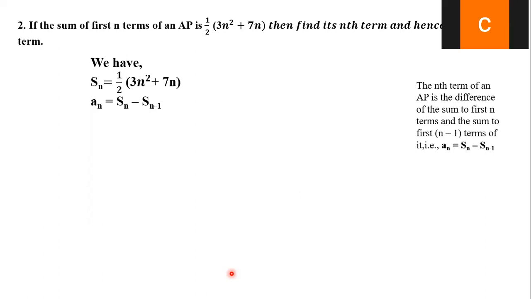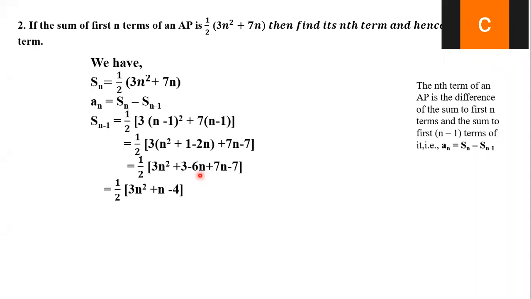You can check the Sn value, you just apply n minus 1 in the place of n and subtract both. You will be getting the an formula, that is a plus n minus 1 into d. Am I clear, children? Yes, ma'am. So we are using that in this particular sum. Here the an value is Sn minus Sn minus 1. The Sn formula they already gave: sum of first n terms of an AP is 1 by 2 into 3n square plus 7n.